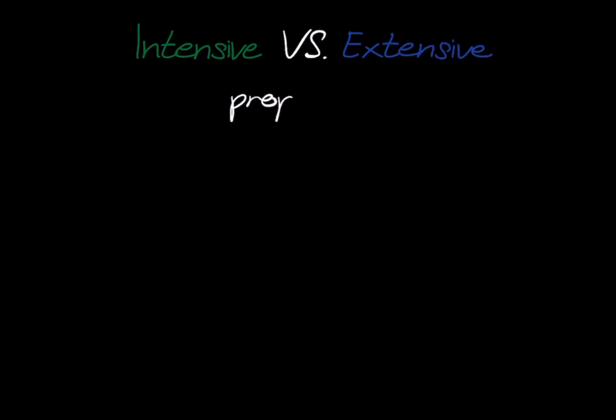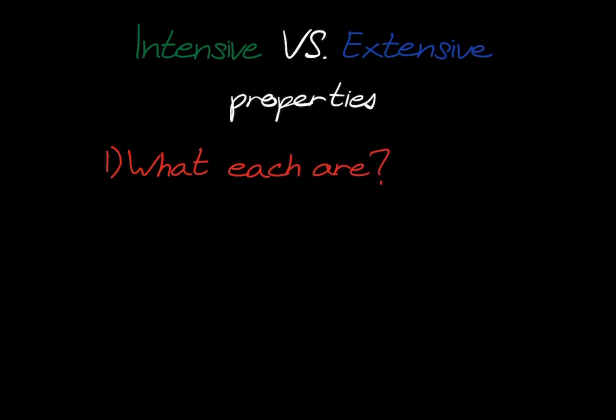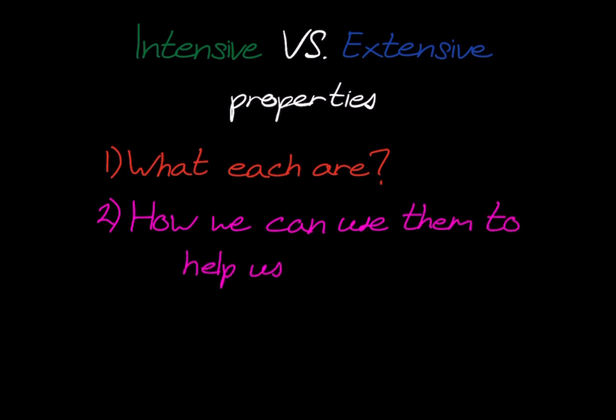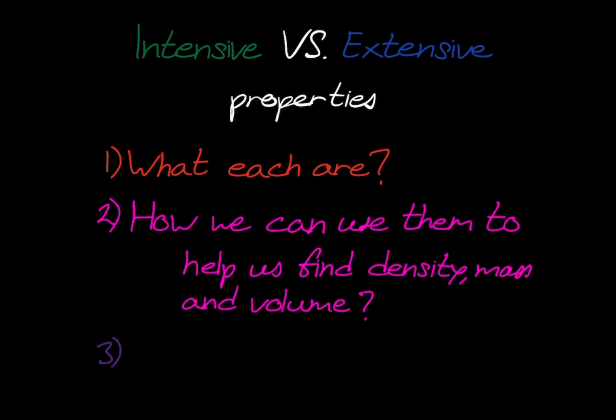First, we'll define what intensive and extensive properties are and provide examples for each type of property. Next, we'll learn how we can actually use these properties to help us find the density, mass, and volume of a given substance. Then we'll conclude with some practice questions and their answers.